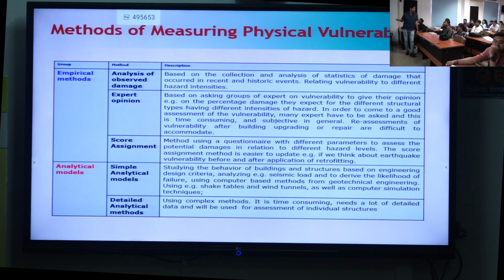Okay, the design structure. Basically design. You're not taking the whole building and doing the analysis, right? The design. Okay. Or you can use the detailed analytical methods, which is basically a complex method. And it's obviously time consuming and it makes lots of data. Okay.